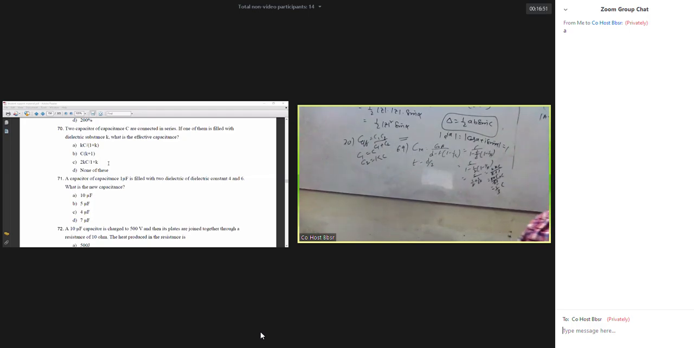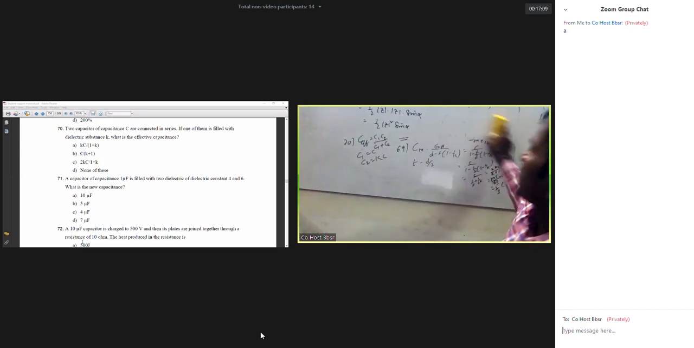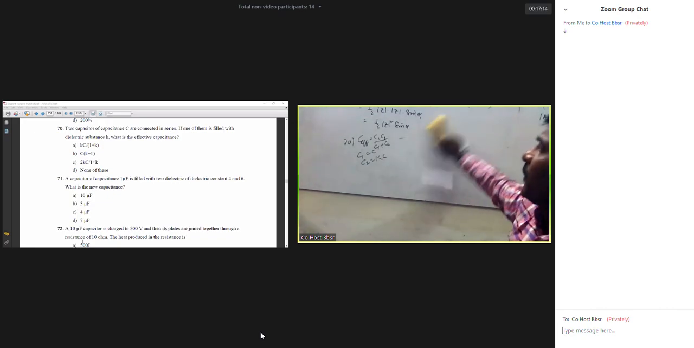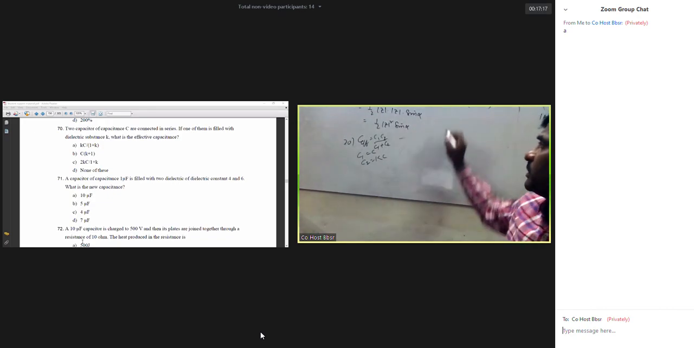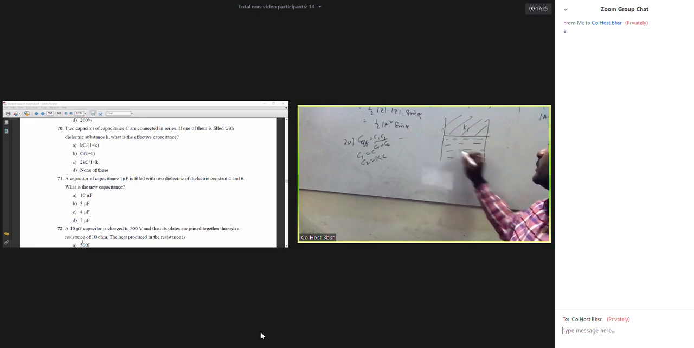Now 71. Straight question, filled with two dielectrics, constants 4 and 6. Two dielectrics, not specified whether they have filled half of the area or half of the distance. So we assume here it should be half area only. This one is K1, this is K2. You can take this as C1, C2.